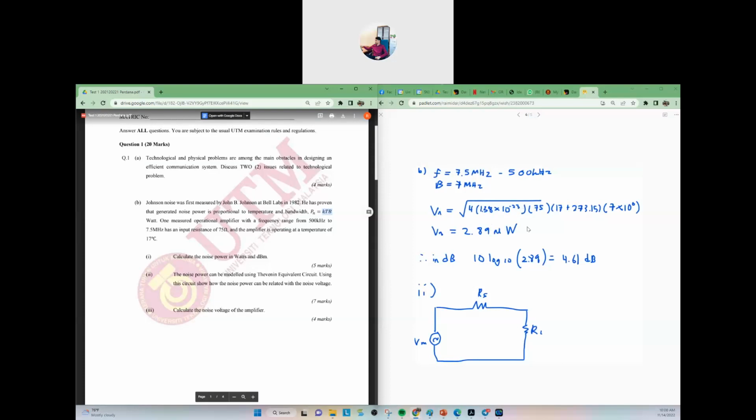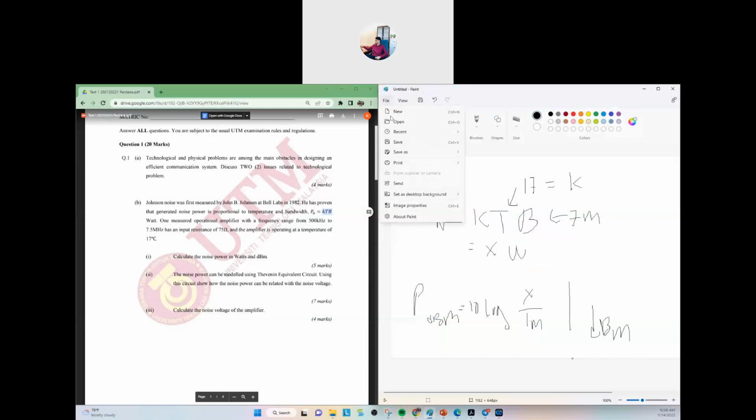Can you explain what this is? 1.38, the Boltzmann constant. So 4kTBR. This one is actually the usual noise voltage of the amplifier. So you have the En and so on. This one you can refer to the slide as well.